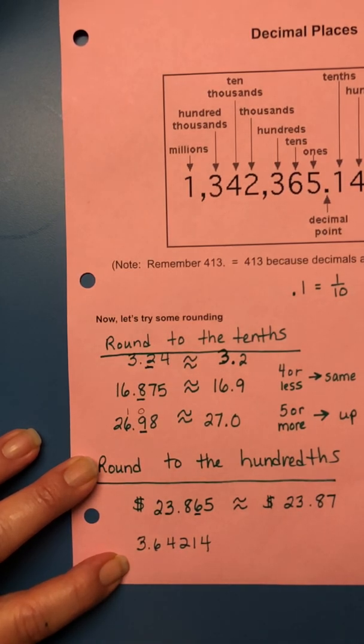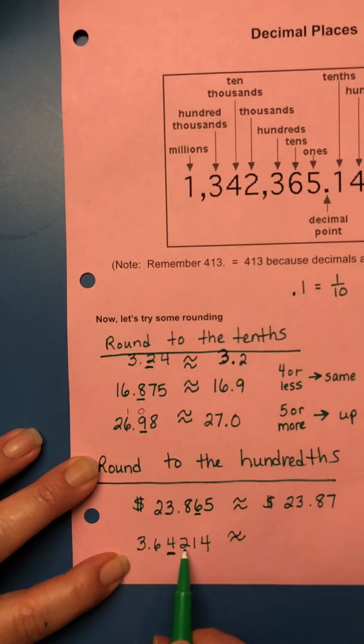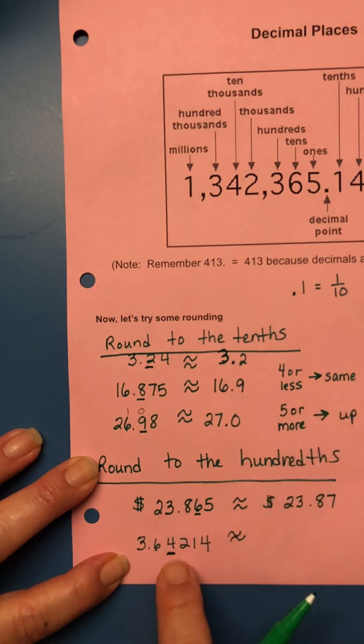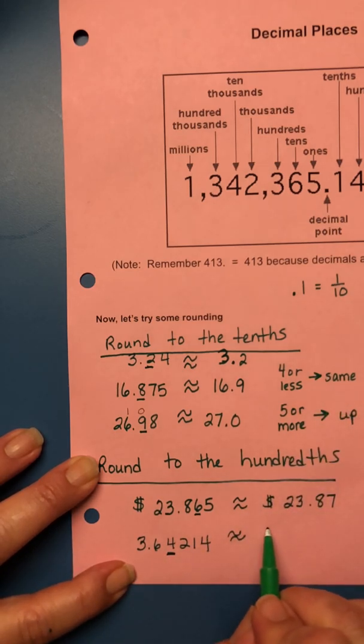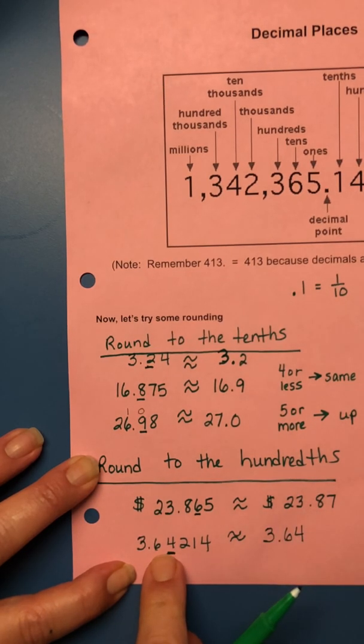Okay? And even if it doesn't have money, 3.64214. On your homework tonight or today, you are going to have where they just say round to the hundredths. Here's the hundredth spot. I look at the number next to it. It's a 2. That's 4 or less, so that number stays the same. So that 4 stays the same. I'm going to round this to 3.64, and everything after that just falls away.